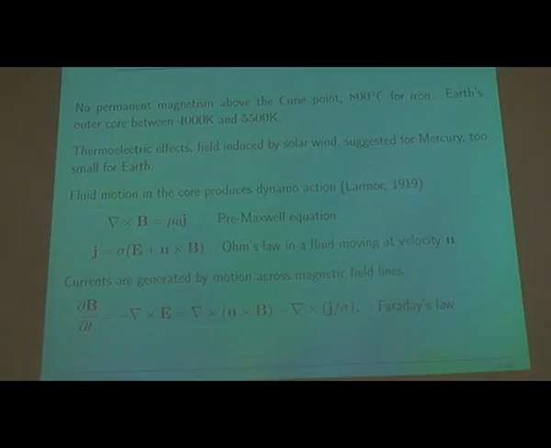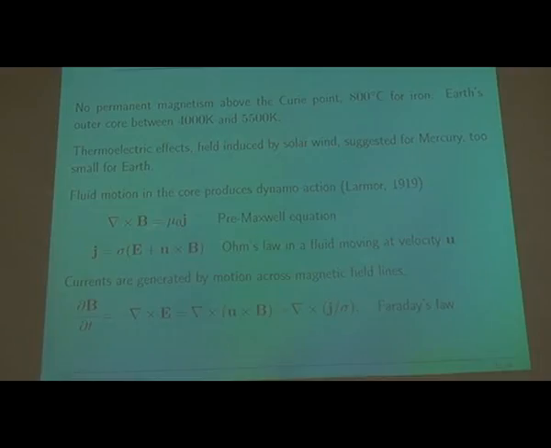Thermoelectric effects and also a field induced by the solar wind have been suggested as possible explanations for Mercury's magnetic field, partly because it's rather small, and so one naturally thinks maybe something different is happening on Mercury from what's happening on Earth. Although I think it's fair to say that the majority view amongst the planetary magnetism folk is probably that Mercury is a dynamo. There are just special circumstances which make its field lower, and we'll describe those later on.